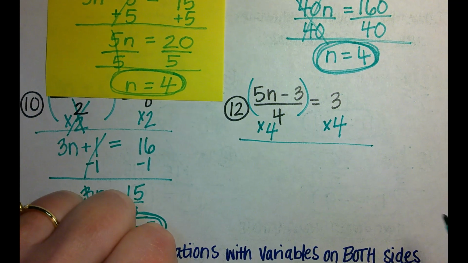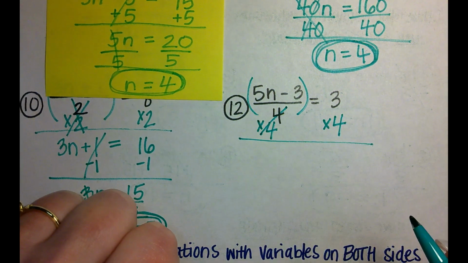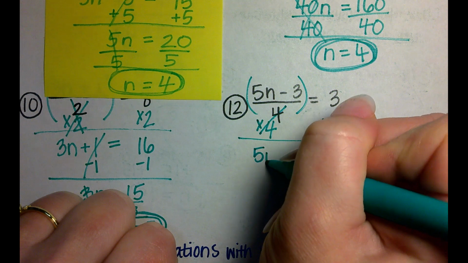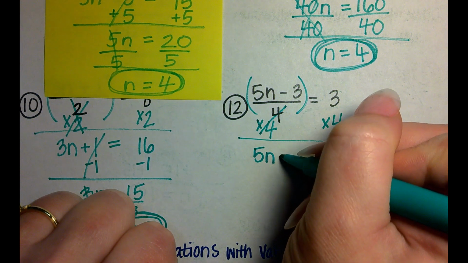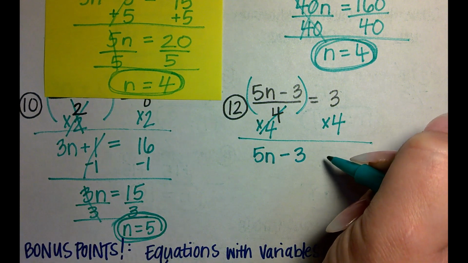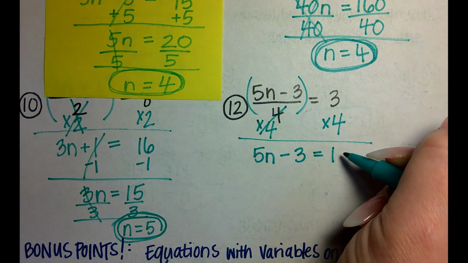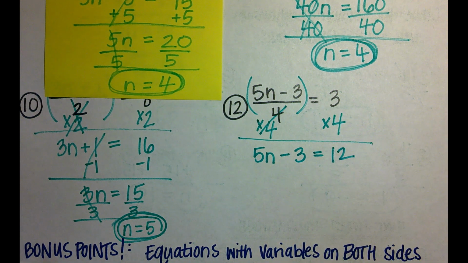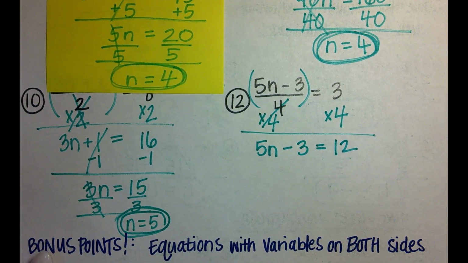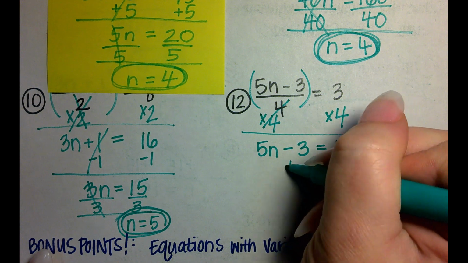So the 4's cancel out. And now you've got 5n minus 3 equals 12. 4 times 3 is 12. Perfect. Now you want to add 3 on each side. Yes, add 3.